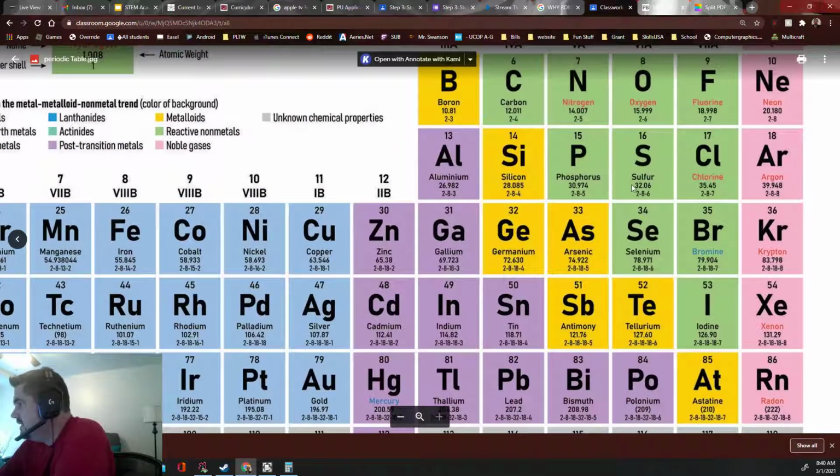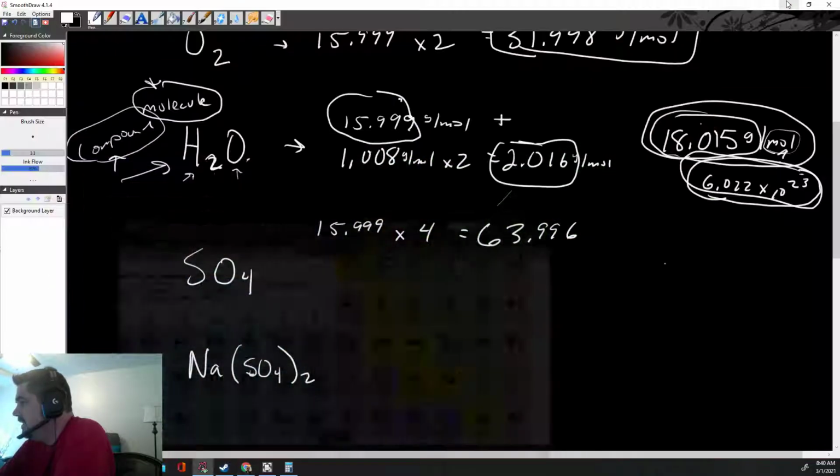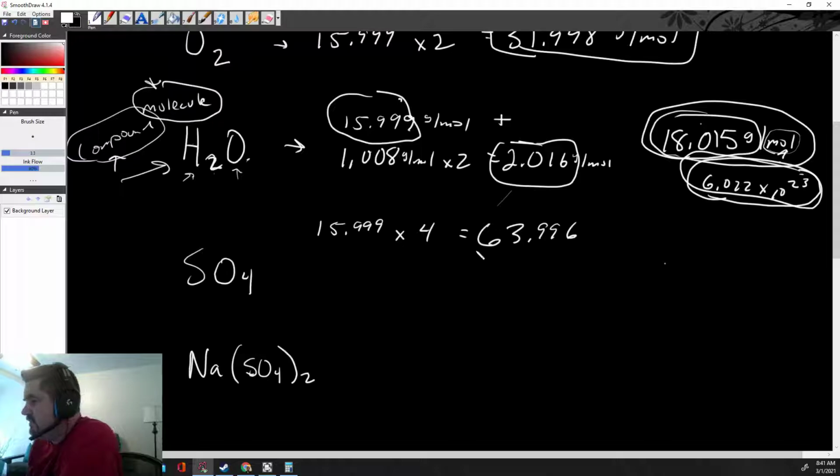Here it is, 32.06 just by itself. That's pretty heavy. 32.06. That's the sulfur, you know, S. And so just add these two together, right? We got 4 oxygens, 1 sulfur. Add them up.